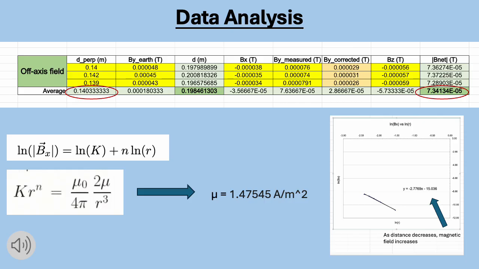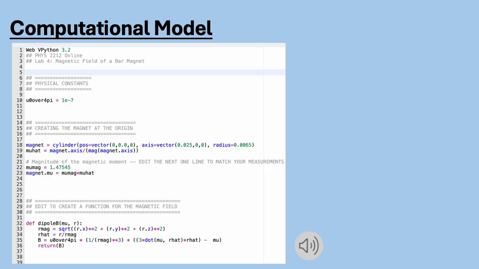And then these 2 equations here, that top equation is what our line is, if you go back to the previous slide, that's our relationship. We can essentially rearrange this to solve for a constant mu, and that is what I did, and I got that it was 1.475. So that was all of our experimental setup and modeling, and now we have to look at our computational models.